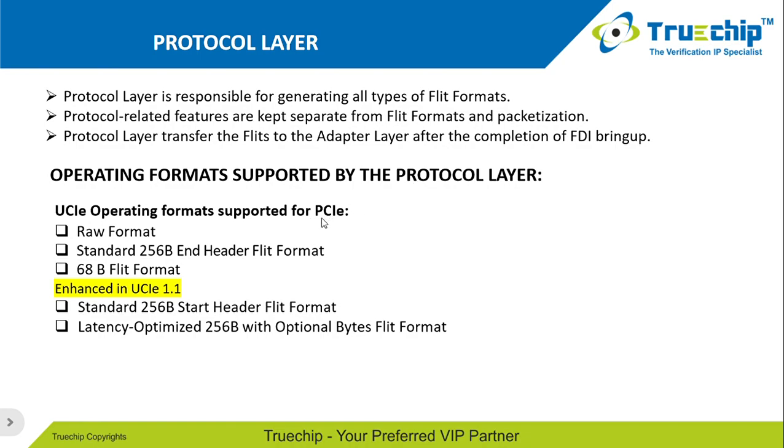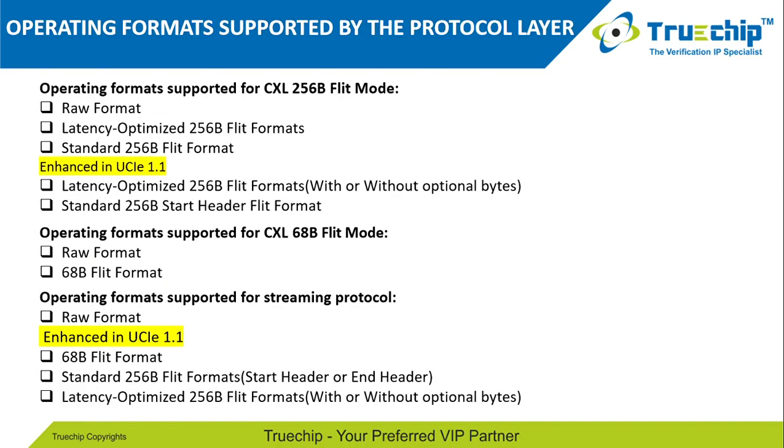So let's have a look at PCIe mode. These are the formats which are supported for PCIe mode, and these two formats are enhanced in UCIe 1.1. And similarly for the CXL 256 byte flit mode, here are the formats, and these two formats were added in UCIe 1.1. And similarly for CXL 68 byte flit mode and for streaming protocol, where these three formats were added in UCIe 1.1.